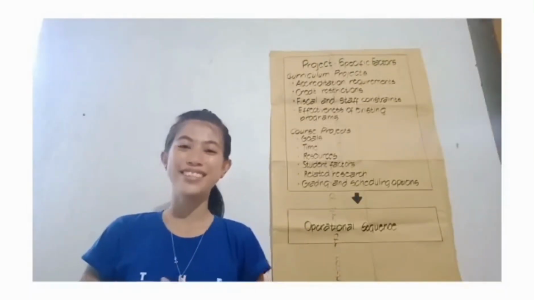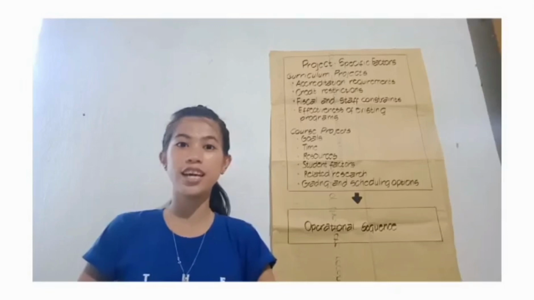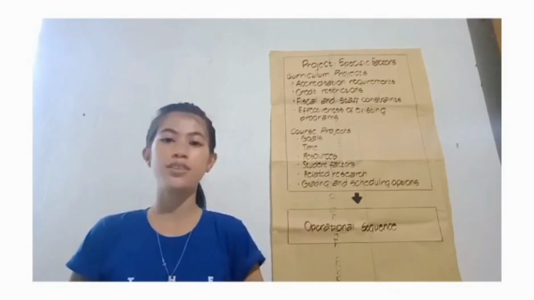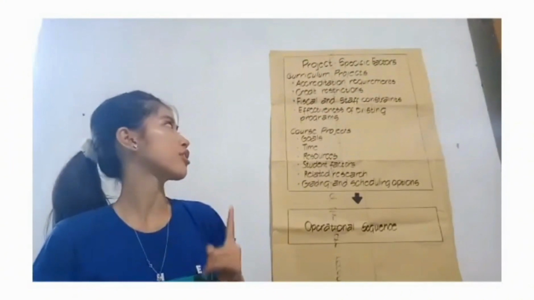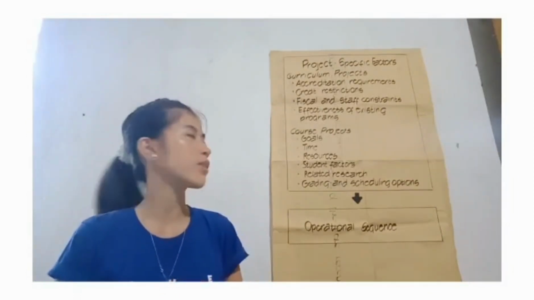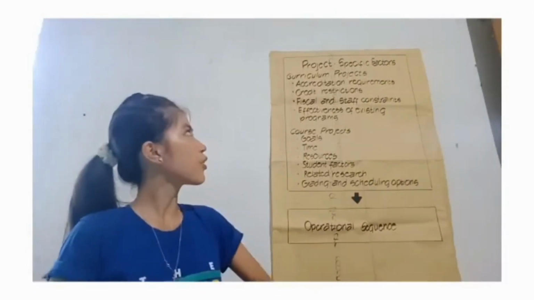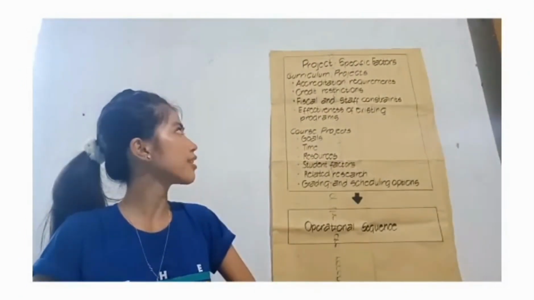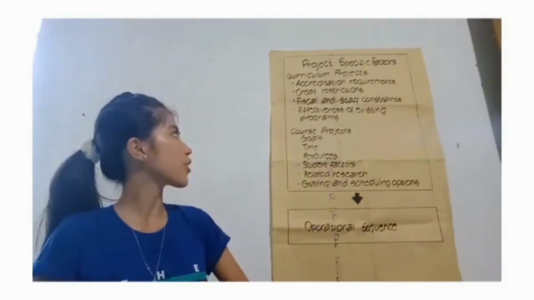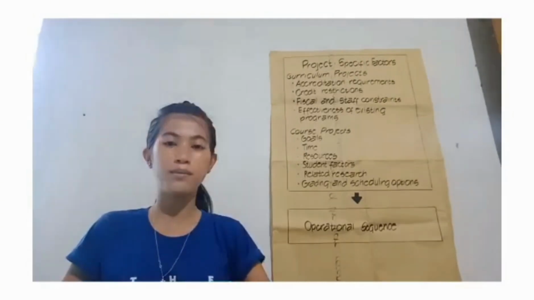Hi, I'm Annie, and today I will discuss one of the sequences in phase 1, project selection and design, which is the operational sequence. In the operational sequence, there are project specific factors. There are 2 types of project specific factors: the curriculum projects and the course projects. Under the curriculum project, there are 4 factors: accreditation requirements, credit restrictions, fiscal and staff constraints, and effectiveness of existing programs.